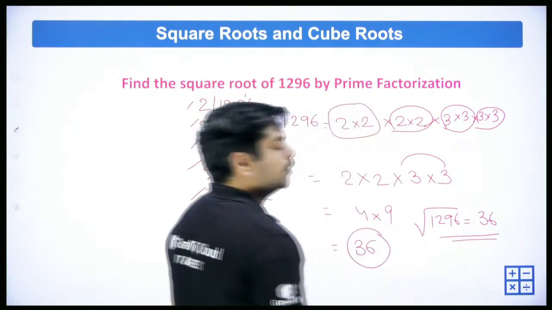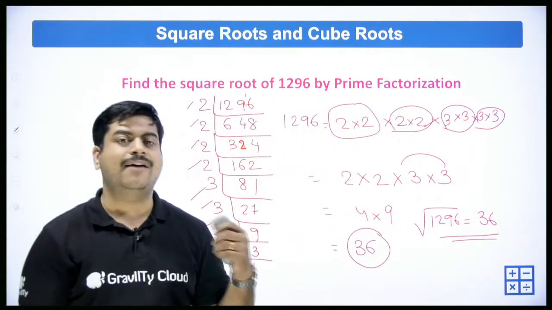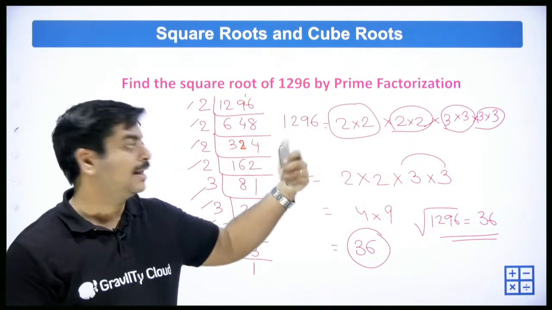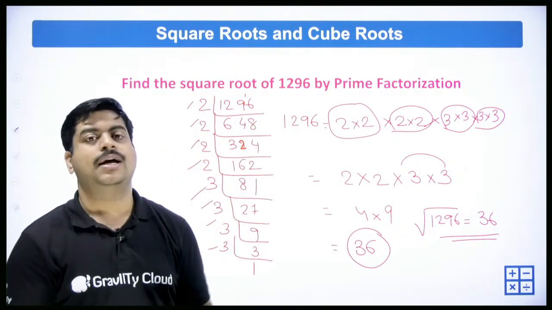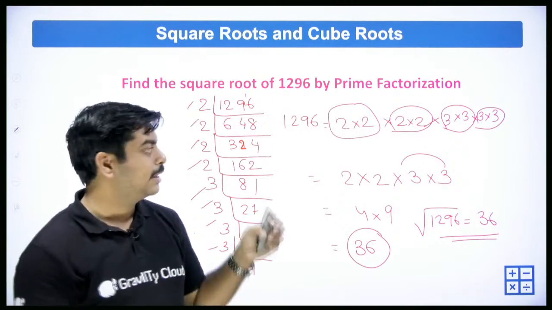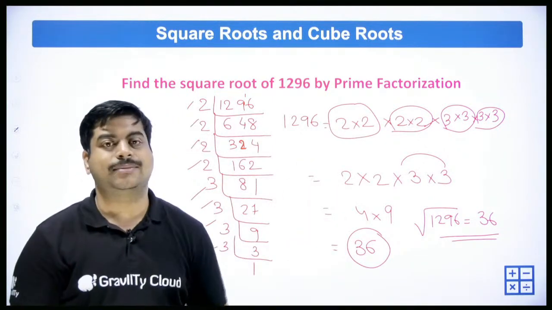But this method is useful to find the square root only in case the given number is a perfect square. For the remaining numbers, it's not that easy to get the square root using this method.